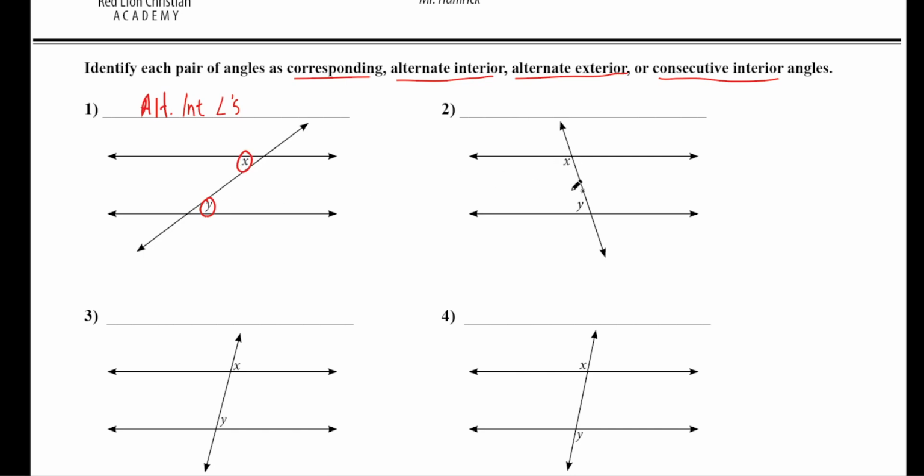Okay, they're on the same side of the transversal, and they're interior. We call them consecutive because one after another. Okay, consecutive interior angles. All right, so let's write that. I'll just shorten it. Consecutive interior angles. All right, easy enough.